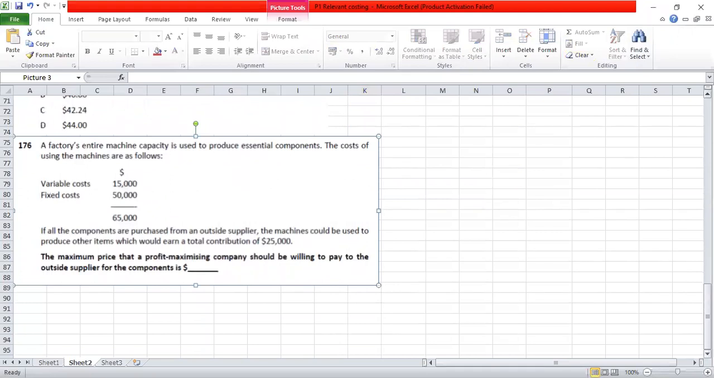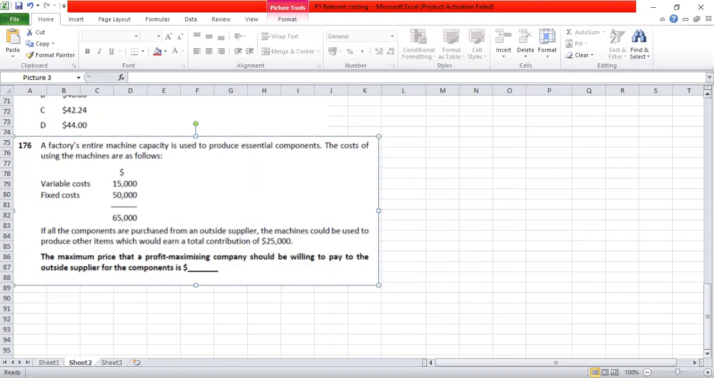176 says a factory's entire machine capacity is used to produce essential components. The cost of using the machines is as follows: variable cost, fixed cost. If all the components are purchased from an outside supplier, the machines could be used to produce other items which would earn a total contribution of 25,000. The maximum price that a profit maximizing company should be willing to pay to the outside supplier for the component is.